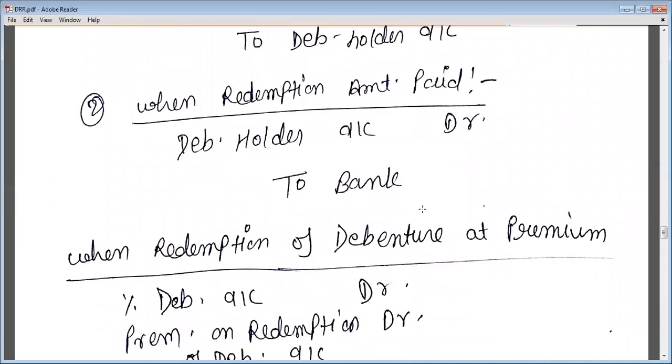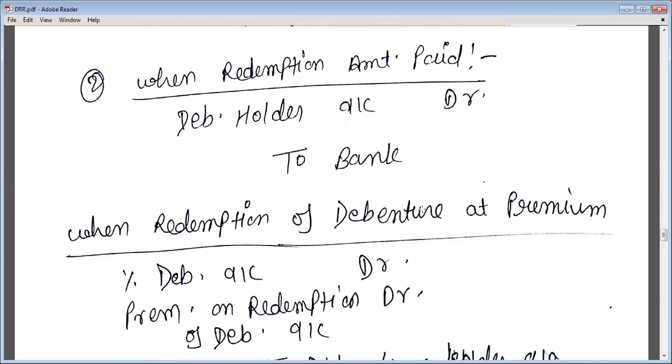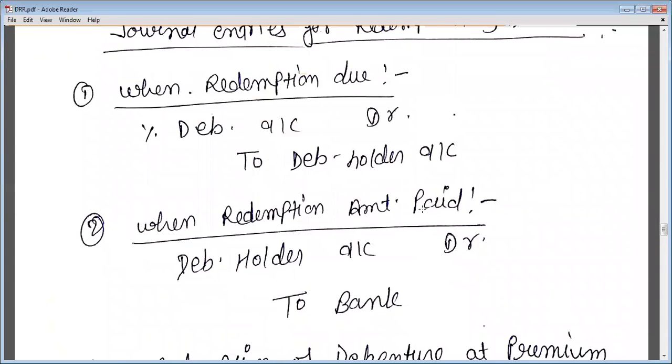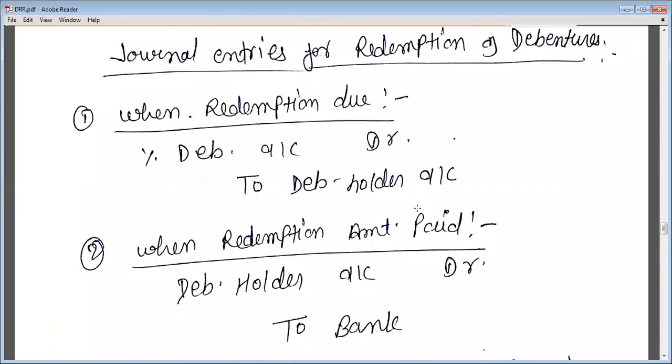But in the case when redemption of debenture is at premium, see, there may be only two conditions of redemption of debenture. First, debentures can be redeemed at par, or debentures can be redeemed at premium. But debentures cannot be redeemed at discount. This is prohibited, that a company cannot redeem its debentures at discount. So there are only two conditions of redemption. That is, redemption of debenture can be at par, or at premium.